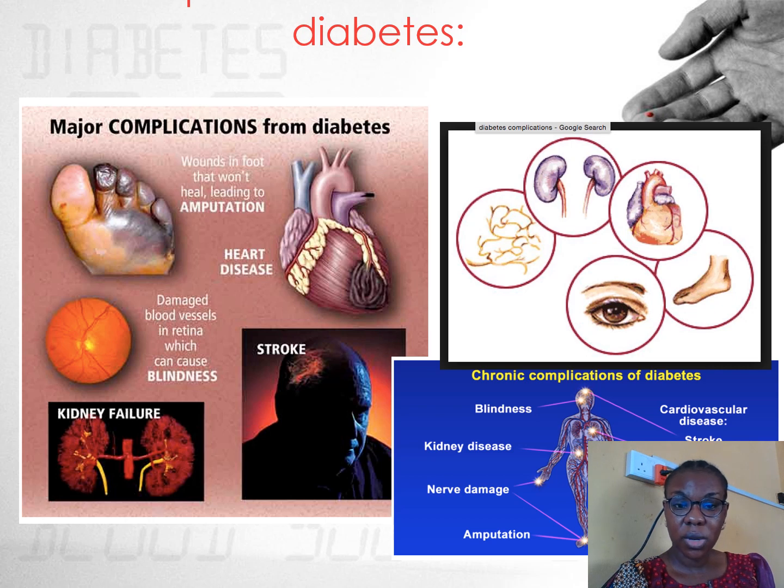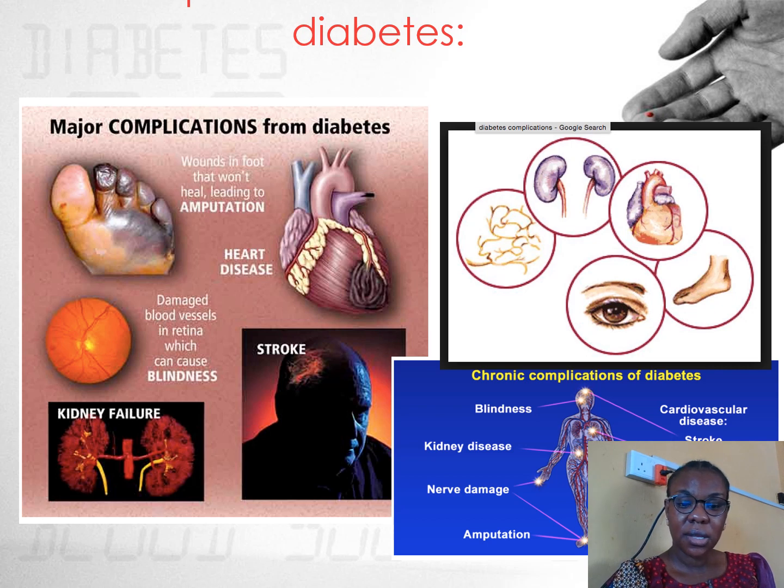So what are the major complications from diabetes? They have wounds in the foot that do not heal, that leads to amputation many times. Diabetes could also affect the heart with narrowing of the coronary vessels, and a diabetic patient is at risk of myocardial infarction and so many other coronary heart disorders. Then it could also damage the retina, which can ultimately cause blindness. Then damage to the kidney. Diabetes on its own can cause stroke.